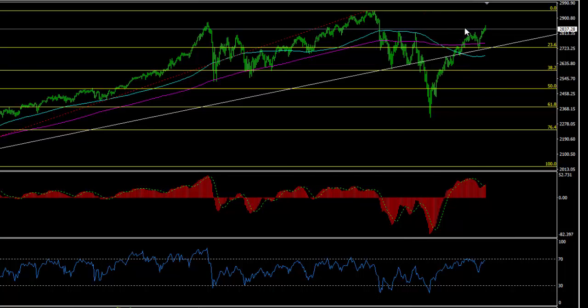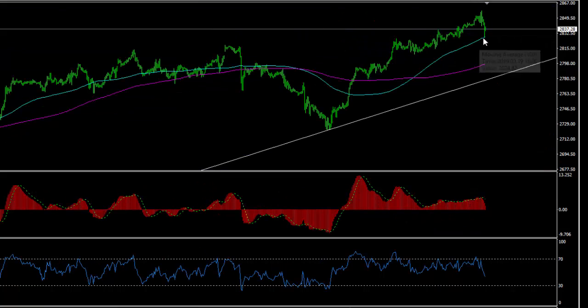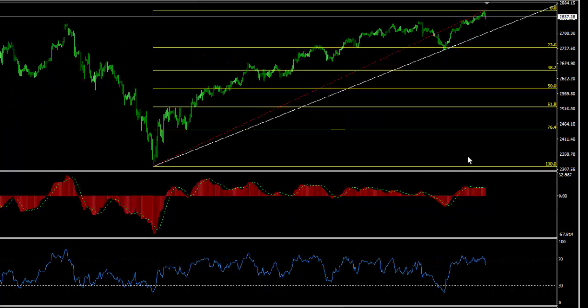We need to stay above this level, really above 2800, which is where the 100-hour moving average is. We just saw a dip down to there earlier. Now the short-term indicators do look a little bit heavy. I don't think we're really going to do very much today. We're just going to sit around.